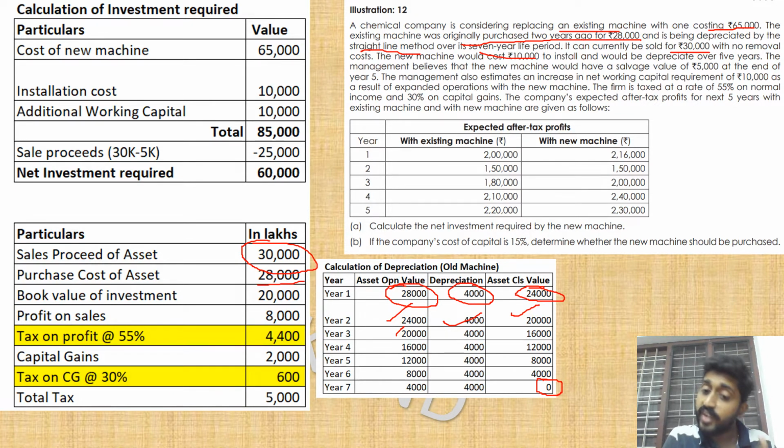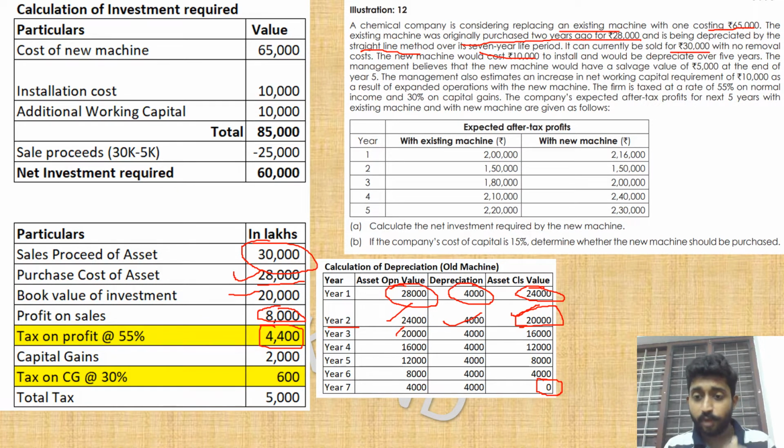Okay, now we have used this machine for 2 years. So after 2 years, what will be the book value of the asset? Book value of the asset is 20,000. So purchase cost is 28,000, book value is 20,000 only, which means you are having a profit on sales of 8,000. Profit on sales, you have to pay the income tax for it. What is the income tax given in the question? 55% on 8,000, which is 4,400.